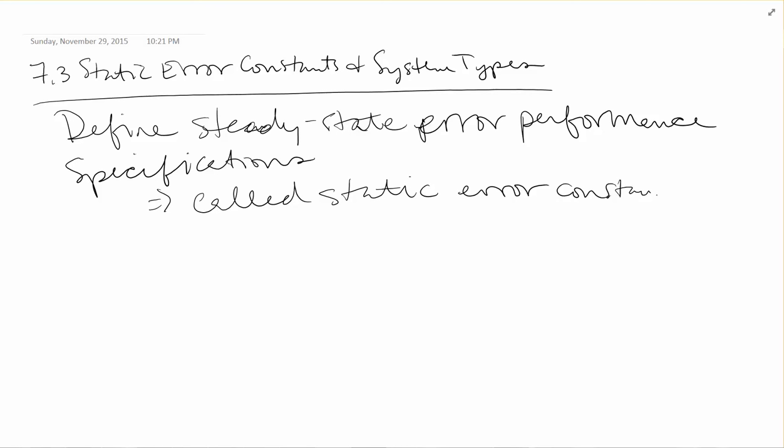And we're not really going to cover new material equation-wise. We're going to use the same equations that we had last time, the ones with a steady state error. We're just going to basically give new names to some portions of those equations. Okay. So let's go over the static error constants.